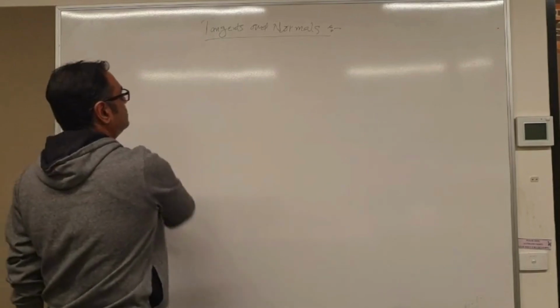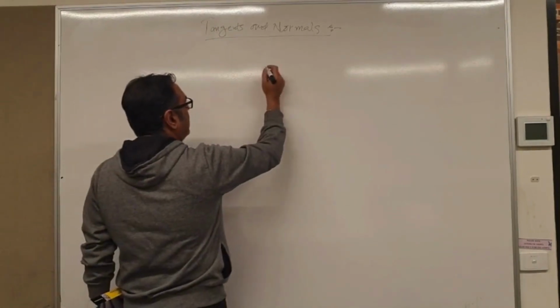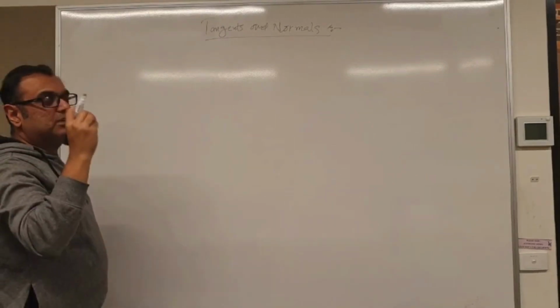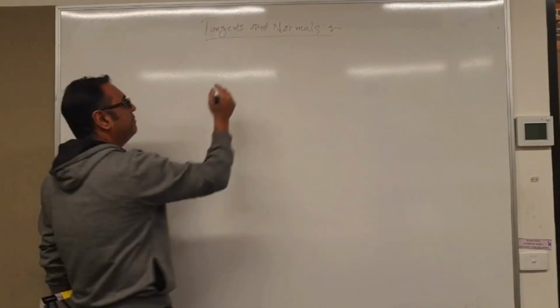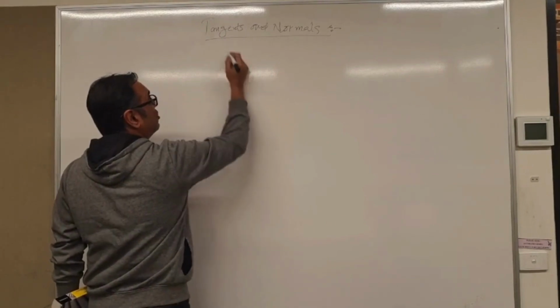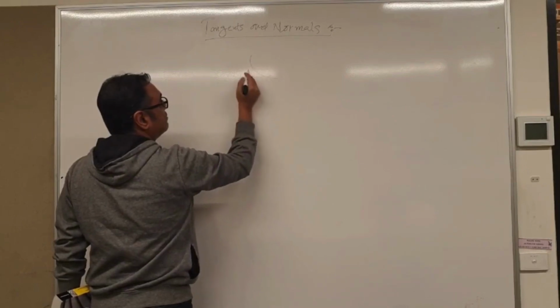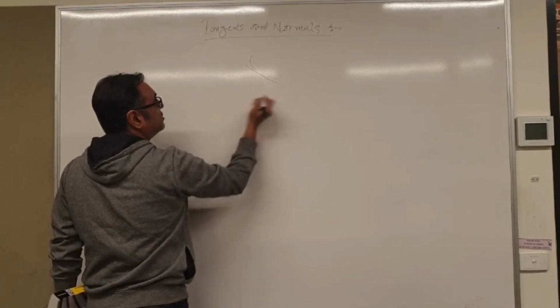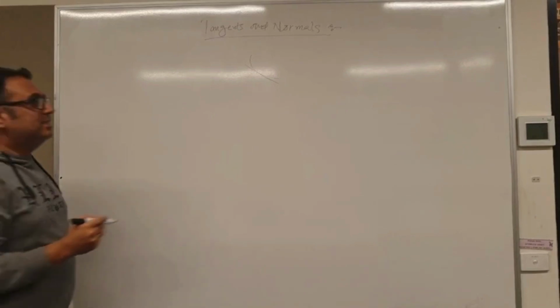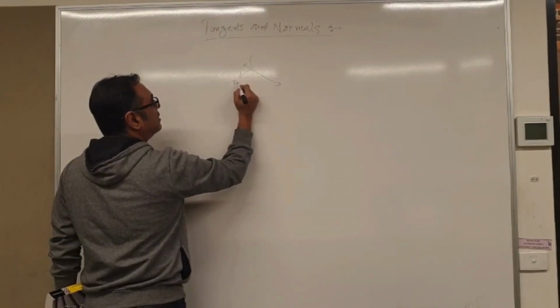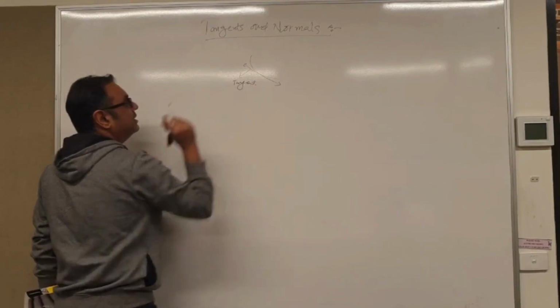Tangents and normals. Any line that touches the curve at one point is called a tangent. So if that's the curve and you've got a line touching it, this line is a tangent.